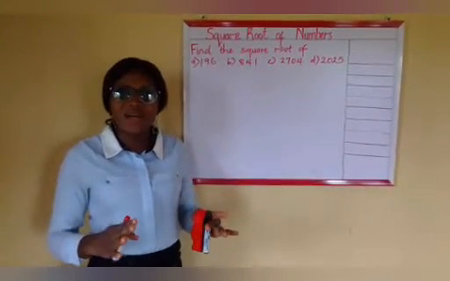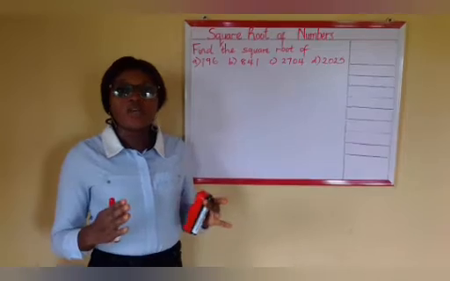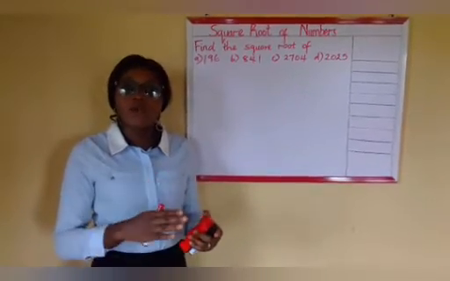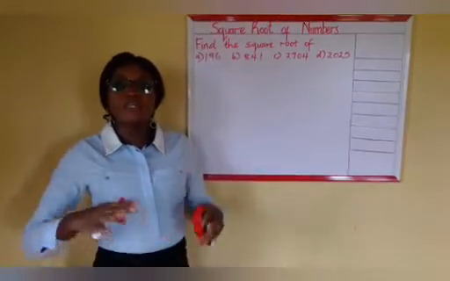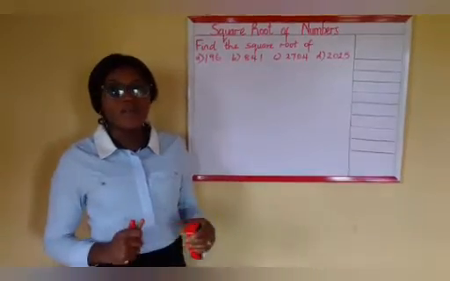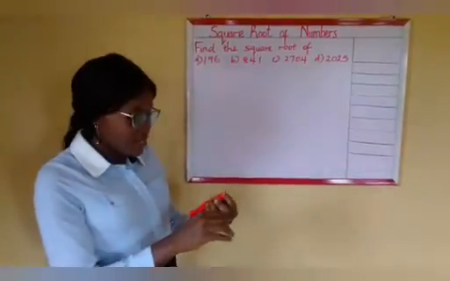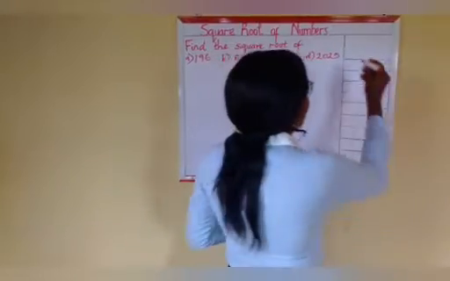Now, before we start talking about the square root of numbers, I want you to know that square root is the inverse of square. So the square of a number is the inverse of the square root of another number. Now, let's write this down so that we use it on the board.